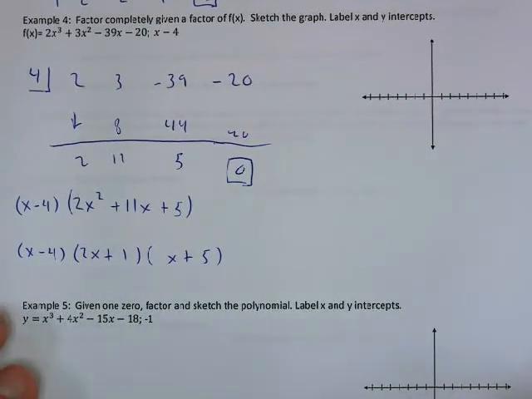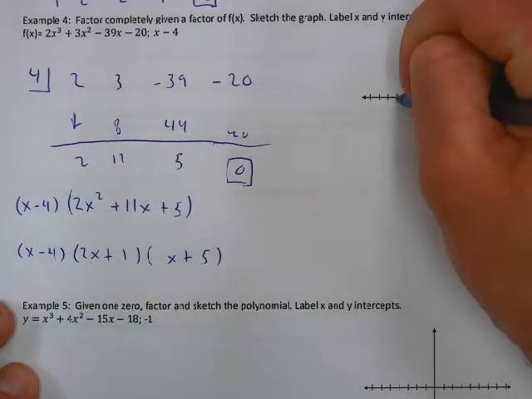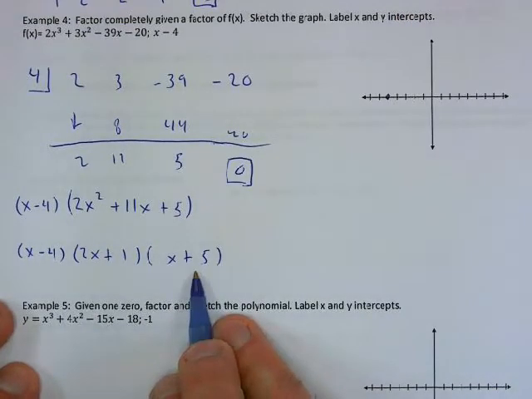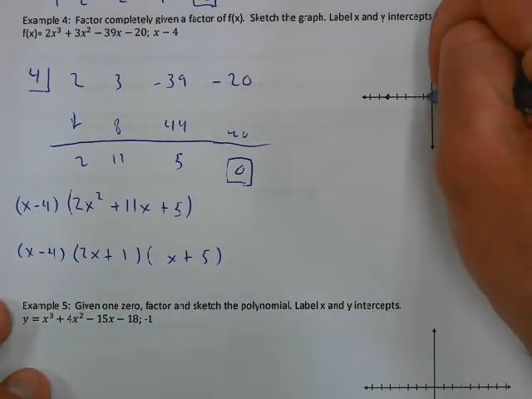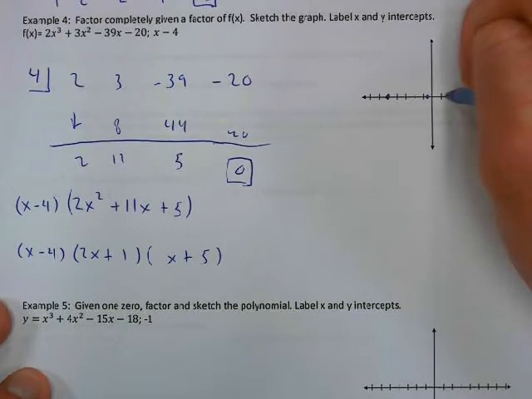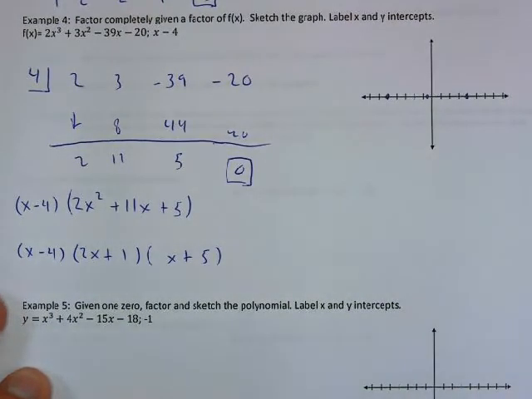Now I can get my x-intercepts. So I've got one x-intercept at negative 5. You get that by setting this factor equal to 0. If we set that one equal to 0, we're going to get negative 1/2. And if we set that equal to 0, we're going to get positive 4. So set all your factors equal to 0 to get your x-intercepts. They're all raised to the first power, so I know it's going to go through each of those points.